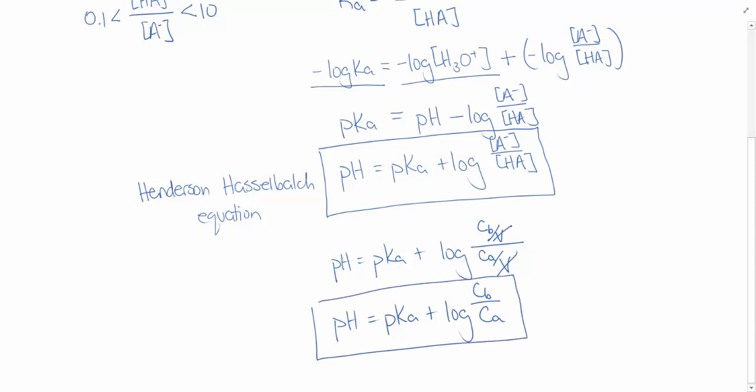So when you're dealing with a buffer, and only when you're dealing with a buffer, you're actually able to ignore the volumes and just do the ratio of the moles of conjugate base and conjugate acid in this formula, or you can use the concentrations. Either are valid.